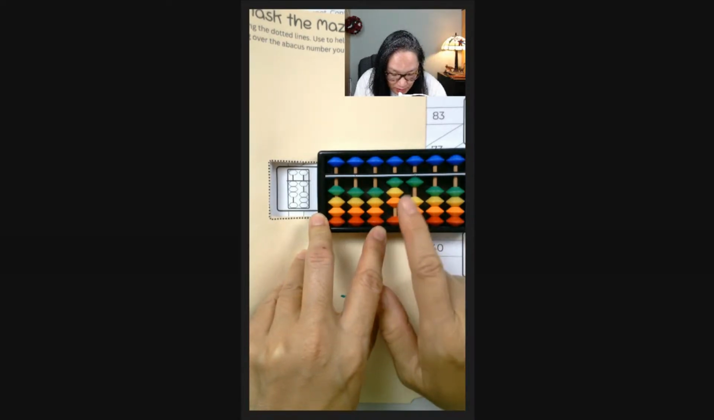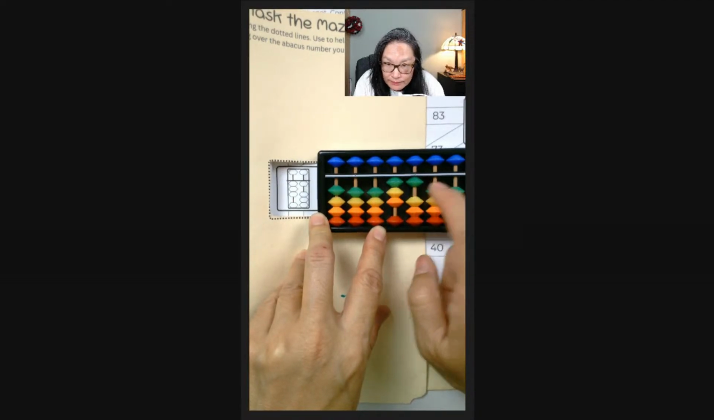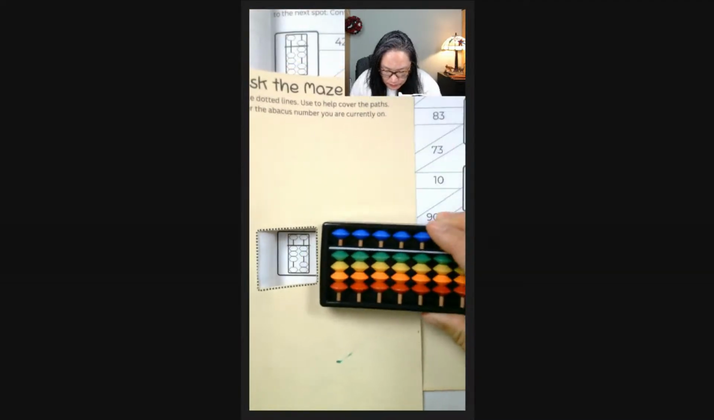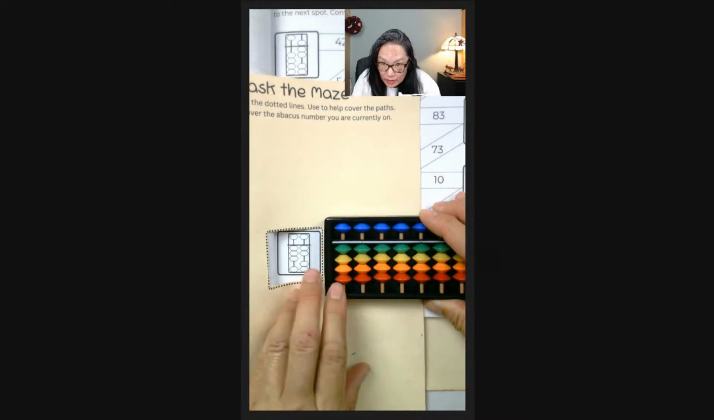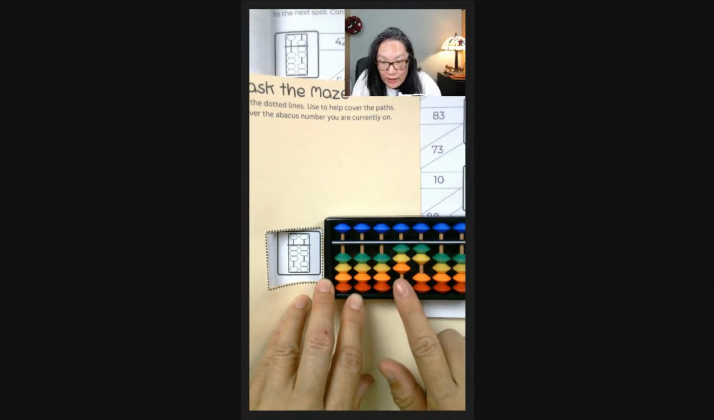Yes, 31. Thank you, Kimber. 31. 1, 2, 3, 30, and then 1. That's it. 31. So then we have this number. When we have this number, our tens and our ones, right? We have our tens and our ones.